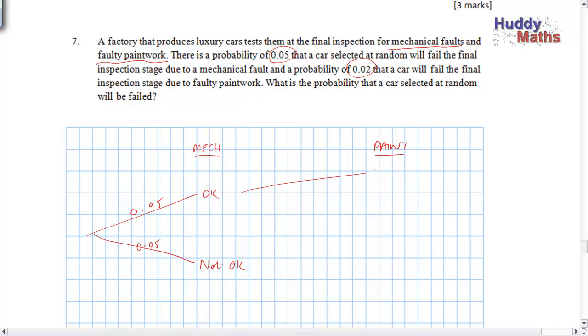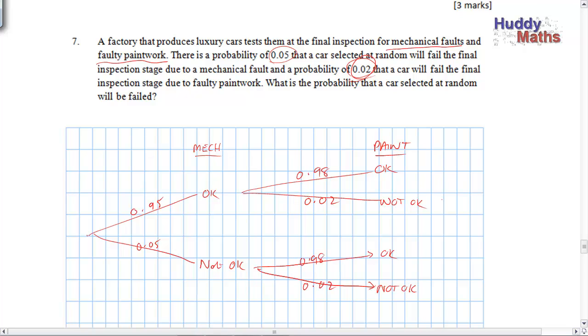And then paint, okay, not okay, and here okay, not okay. All right, paint okay, only 0.02 are faulty, so 0.98, 0.02, and down here the same thing.